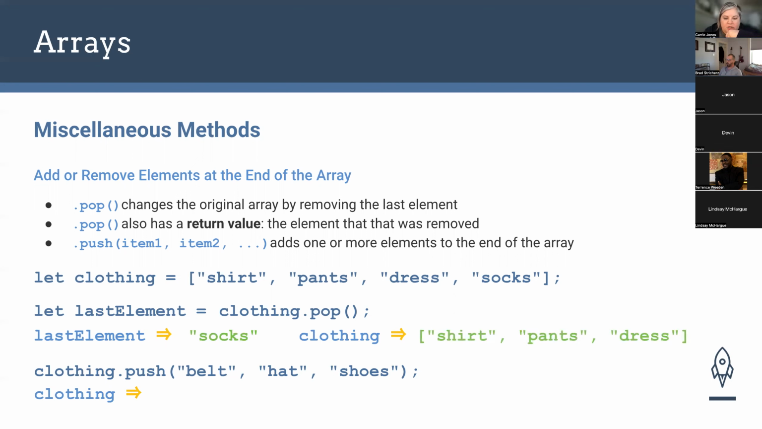Okay. So now we're going to do the opposite. We're going to say we want to push belt, hat, and shoes. So what would that result in? Shirt, pants, dress, belt, hat, shoes. Yep, exactly. Just tacked all three of those right onto the end of all the existing elements that were left after we did the first thing. And this is an example of where you just call clothing.push. You don't have to do anything fancy other than that.